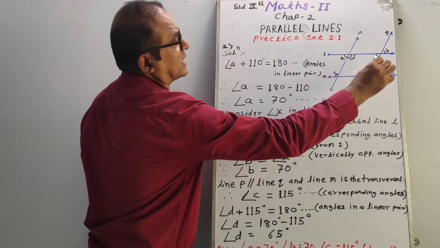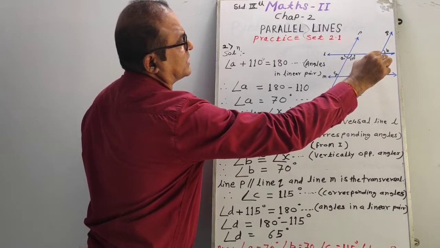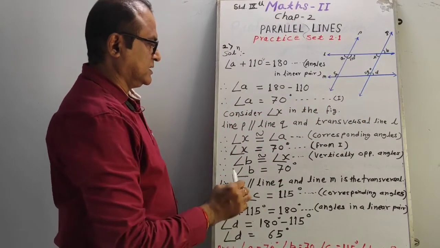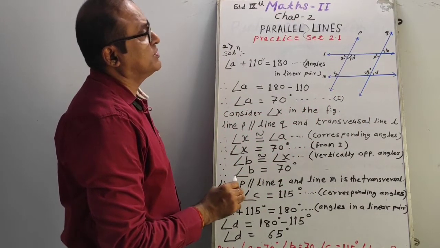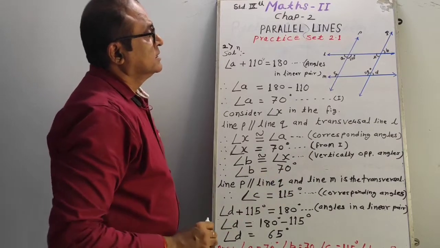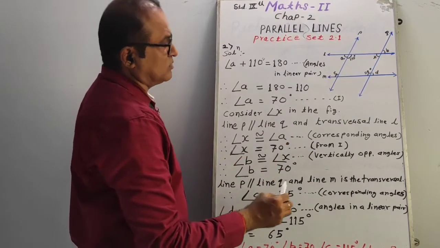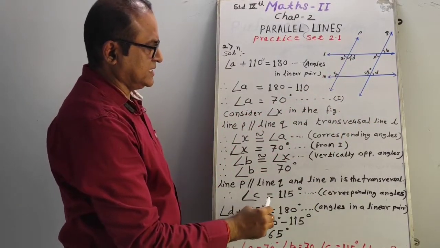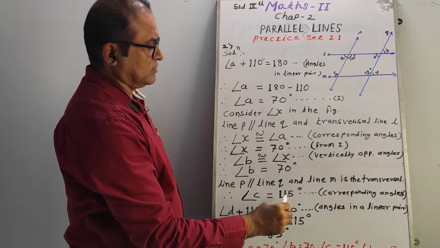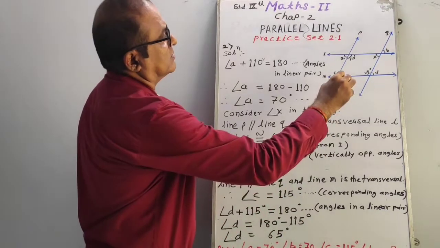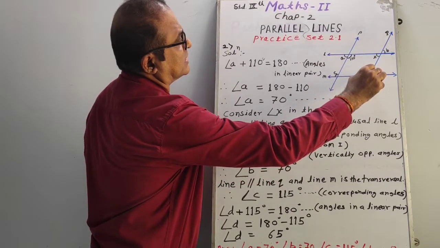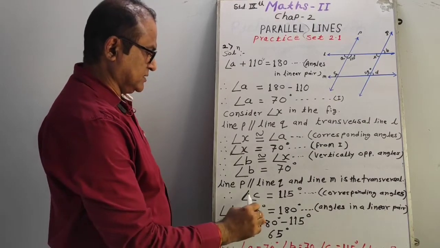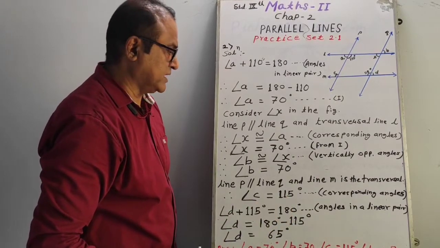Therefore, angle B is congruent to angle X, because both the angles are vertically opposite angles, and vertical opposite angles are congruent. Therefore, angle B is equal to 70 degrees. Then line P is parallel to line Q and transversal M. Then angle C is equal to 115 degrees, because angle C and angle 150 degrees are the corresponding angles, and corresponding angles are congruent. Therefore, angle C is equal to 150 degrees.